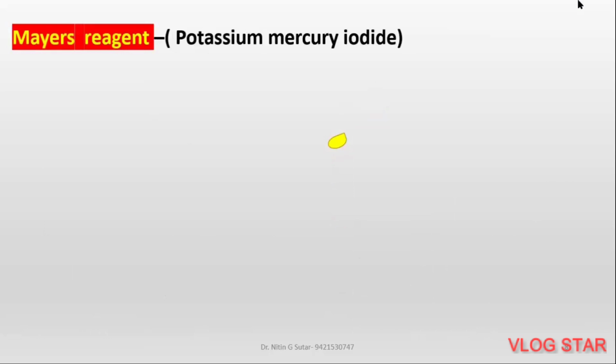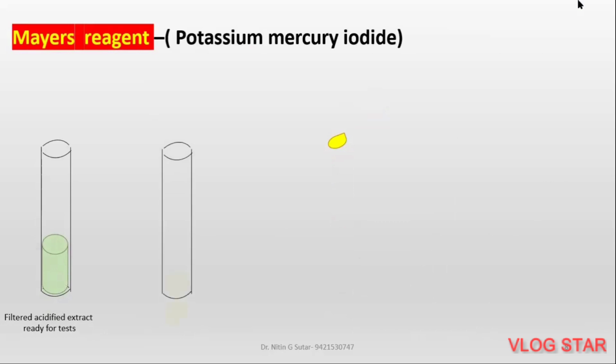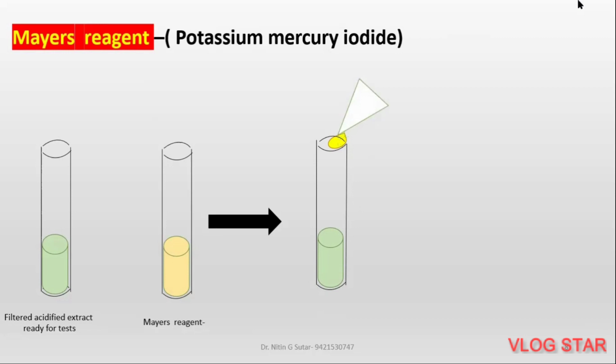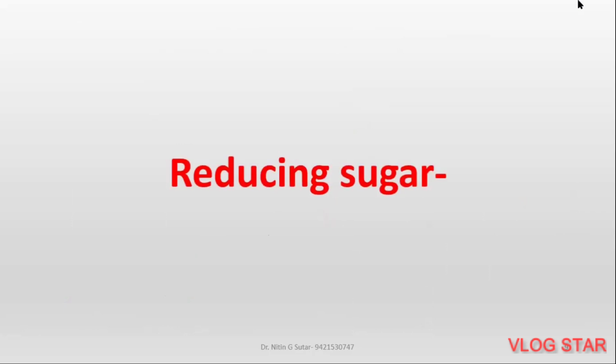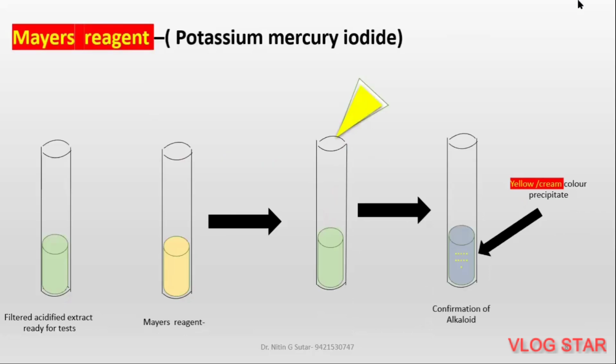Next is Mayer's reagent, where potassium mercuric iodide is the principal active reagent. You have to take your prepared stock solution of the acidified extract. Into that, you are going to add Mayer's reagent, which is to be added from the side. Once you add it, you get a yellow or cream colored precipitate that confirms alkaloids are present. In this way, the alkaloid tests are done.